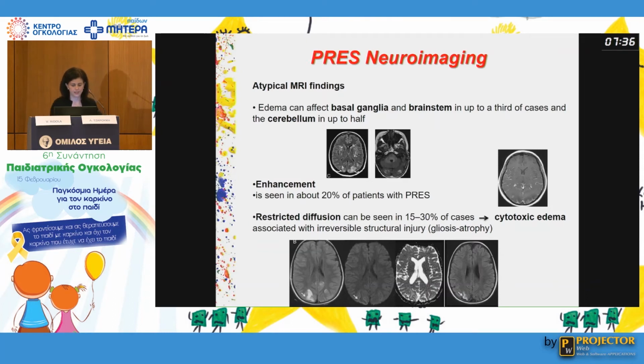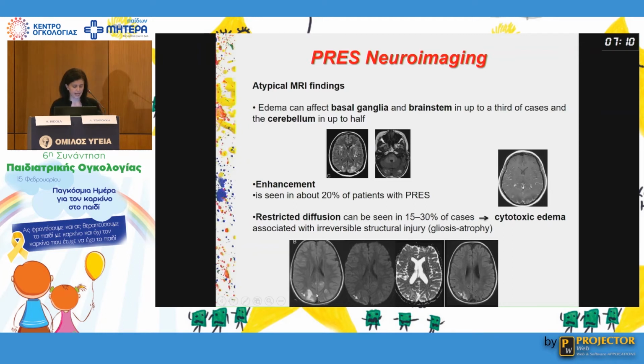After gadolinium administration, in 20% of patients, we will see a leptomeningeal or gyral pattern of enhancement. Well, in PRES, we have vasogenic edema, free diffusion. In some cases, we can have restricted diffusion, which means cytotoxic edema. Cytotoxic edema means that the cells, the neurons, suffer. And let's look together at this case.